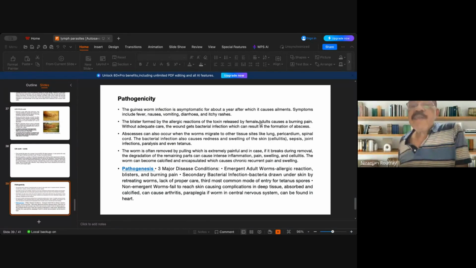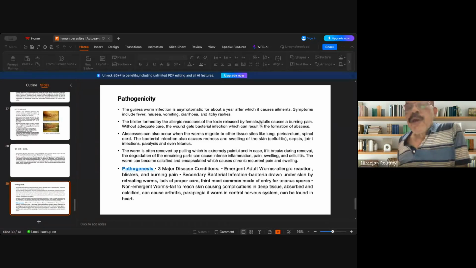Also causes redness and swelling of the skin, sepsis, septicemia, joint infection, paralysis. Worm is often removed by pulling, which is extremely painful to the person.